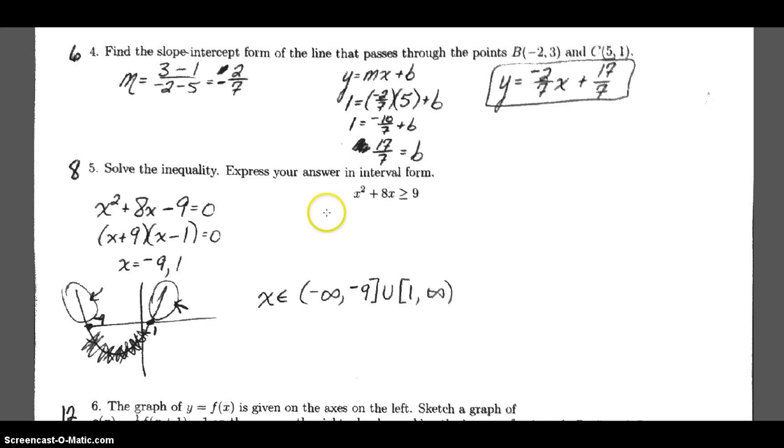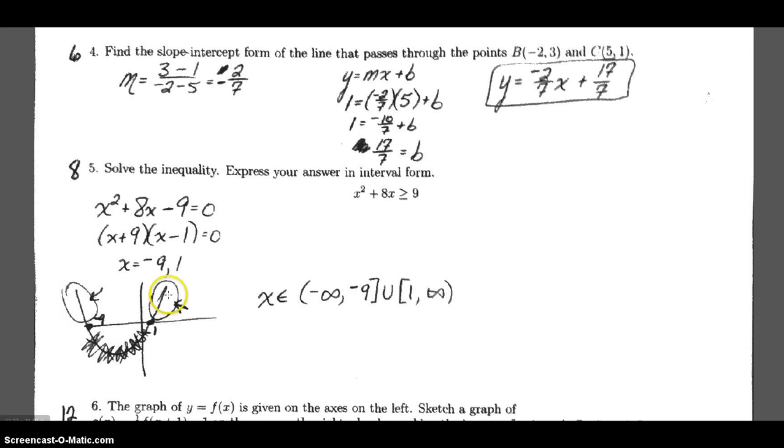Solving the inequality, again, different ways to do it. I prefer to get everything over on one side, make it an equality, not an inequality. That's what these equal signs are, because then I can solve it directly, find that x is negative 9 and 1, and once I find those critical points, then I just have to figure out what this graph actually looks like. I know that this is a parabola and it's opening up, because the coefficient of the x squared is positive.